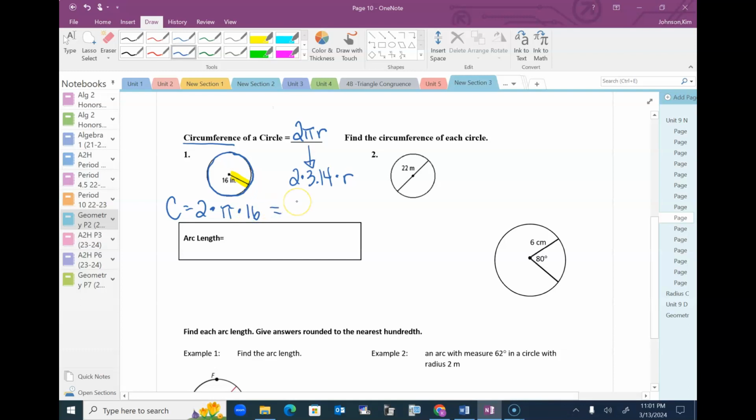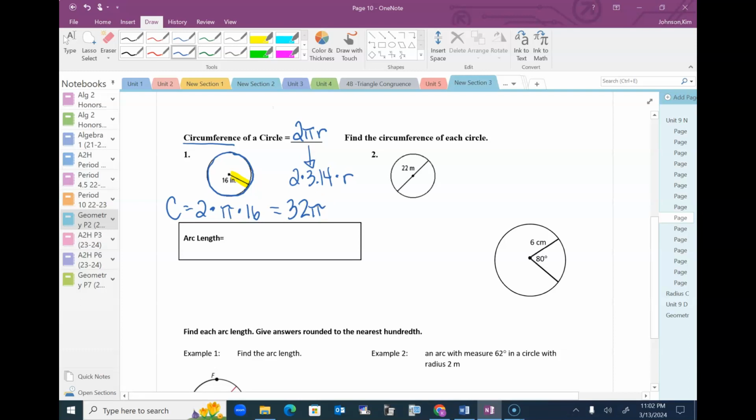I like to leave my answers in terms of pi, and I'm going to have you leave your answers in terms of pi for the arc length as well. So I would answer this as 32 pi. The SAT likes to leave answers in terms of pi. Also, they won't have you convert that to decimal form. So we're just going to leave the pi in our answer. Again, pi is just a number.